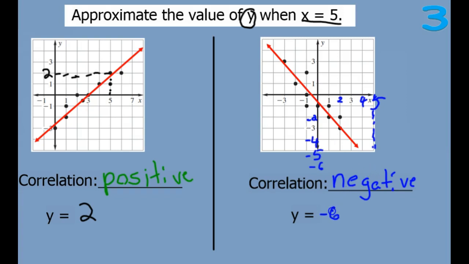Or if you wanted to say negative 7, maybe that would work too. We don't know because we can't see on our graph. But that's why we can approximate or guess and make an educated guess. So negative 6 would be okay. Negative 7 would also work.